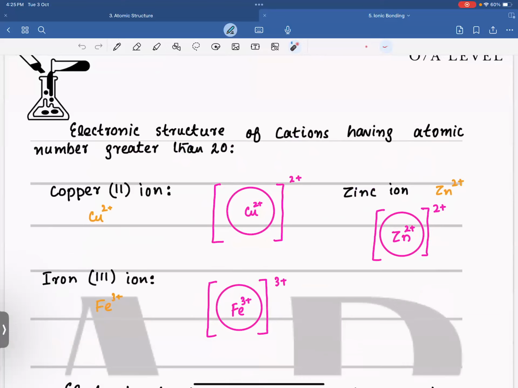If you look in the periodic table, you will find that the atomic number of copper is 29 and iron is 26. Right? So if you have to draw a cation which has an atomic number greater than 20, you just put the symbol in the middle with an empty shell, then close it in square brackets and put the charge as a power. That's it. Is this clear? Yes. Okay, do it quickly.